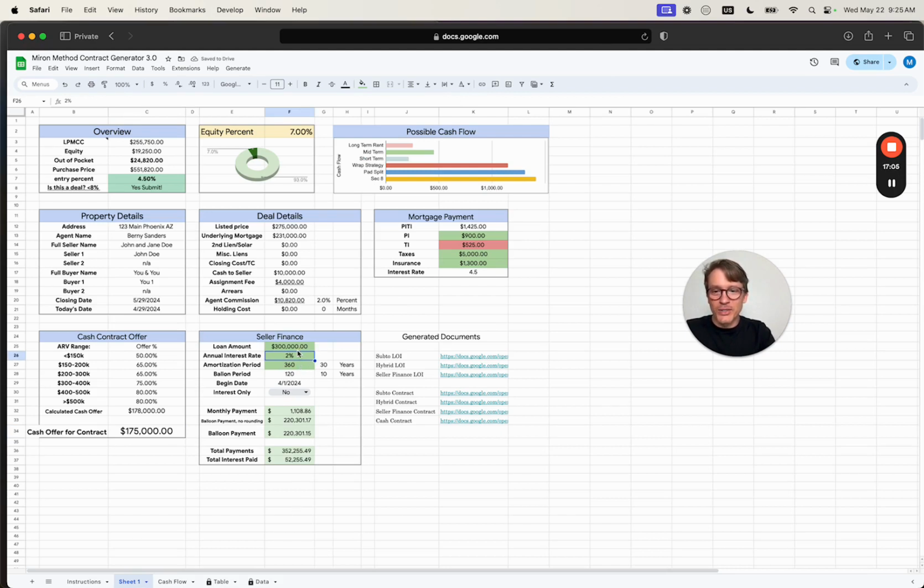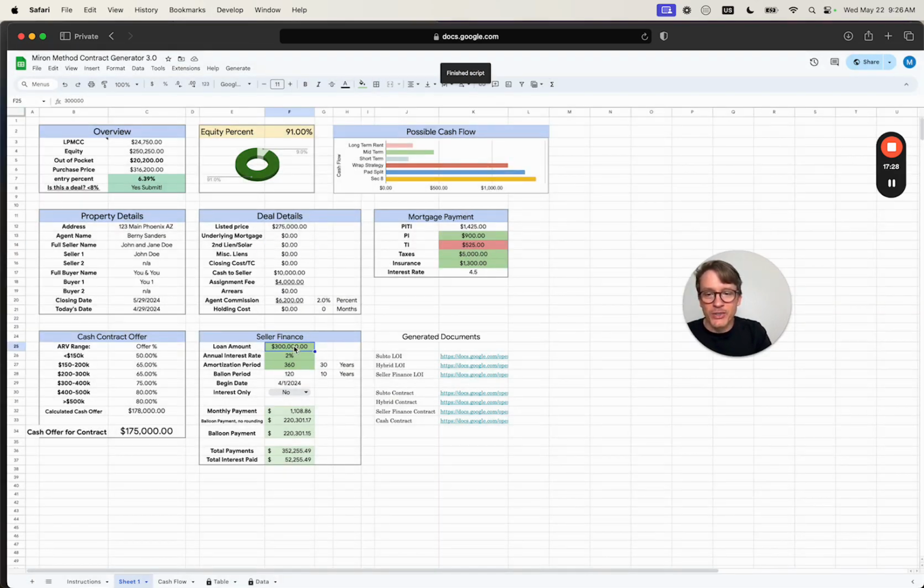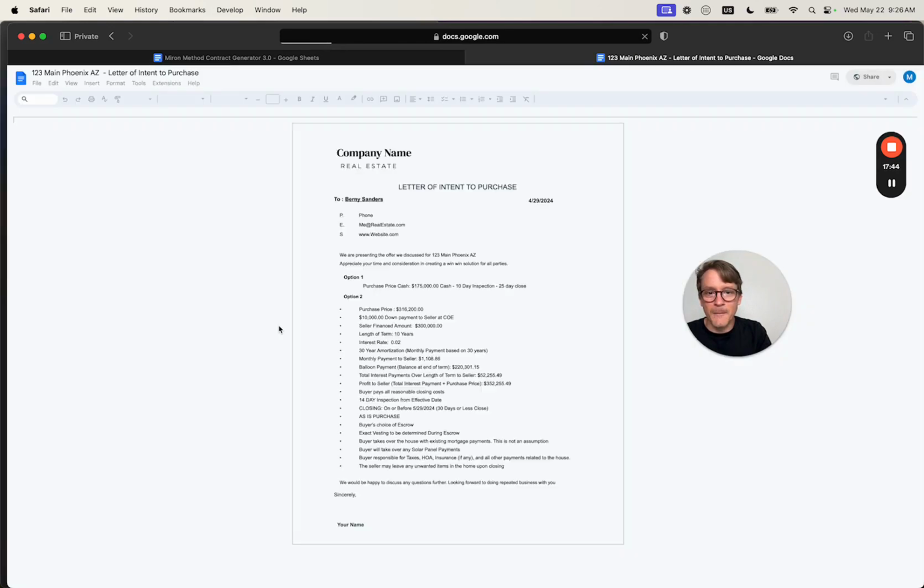Okay, so we're going to do 300,000. I'm going to take away this mortgage. So this would be a $300,000 loan. This is not the list price; this is what the loan will be. So it will be the loan plus the cash to seller plus the agent commission. So 316,200 is going to be the purchase price. When we click on this, we're going to see that.